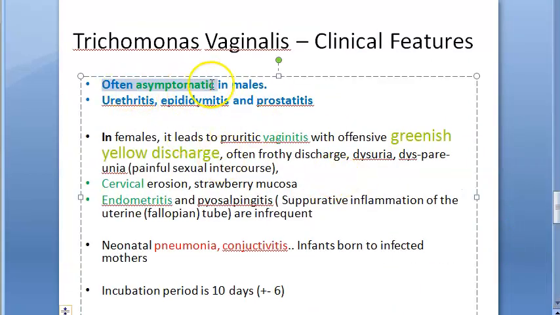Clinical features: often asymptomatic in males. It causes urethritis, epididymitis, prostatitis. In females, it will lead to vaginitis. Offensive greenish yellow discharge can be there. Frothy discharge. Painful sexual intercourse. Erosion of the cervix. Strawberry mucosa. Endometritis. Pneumonia and conjunctivitis in the neonate.